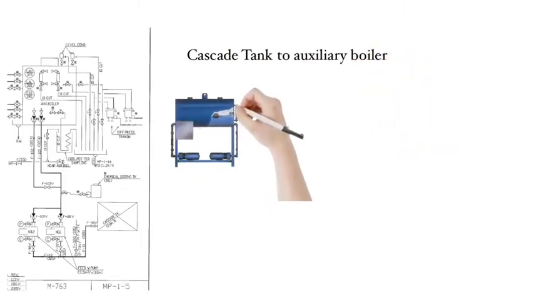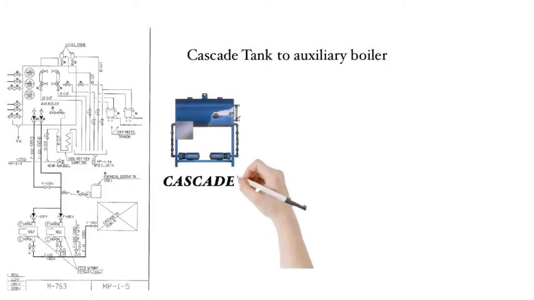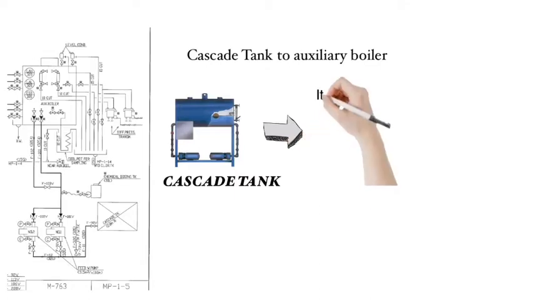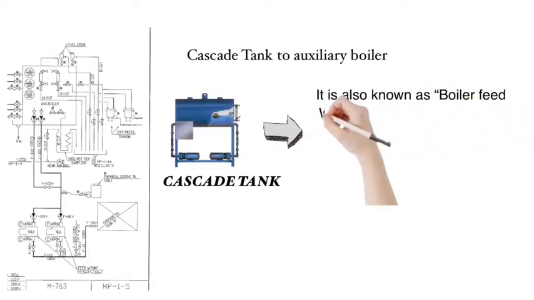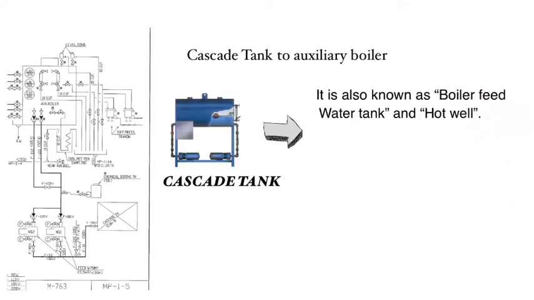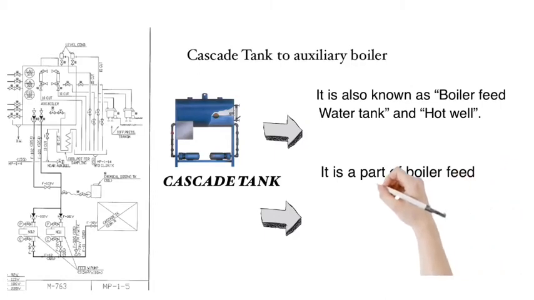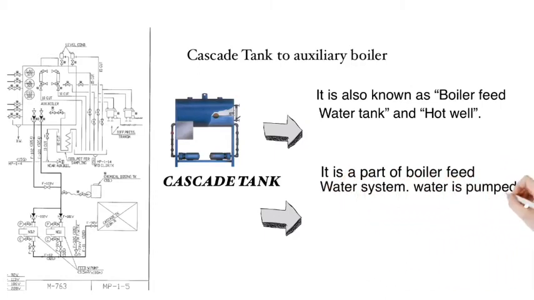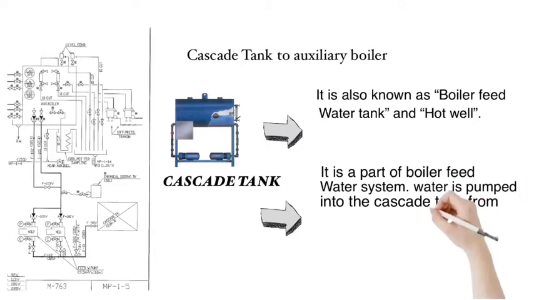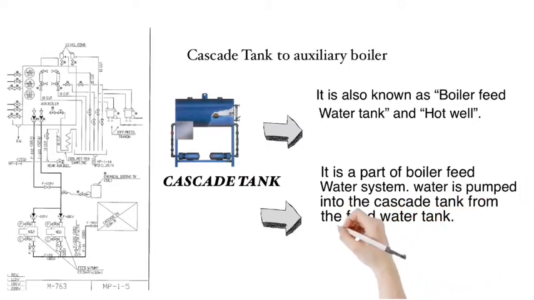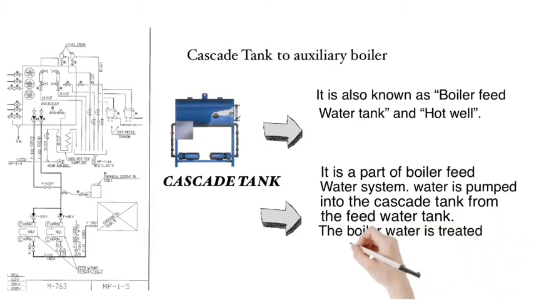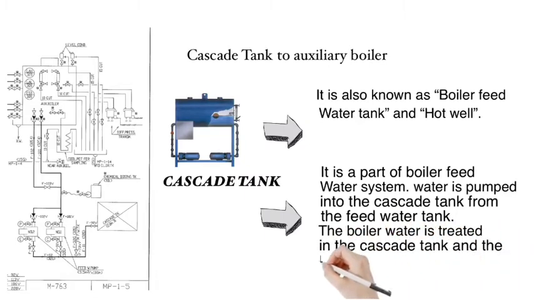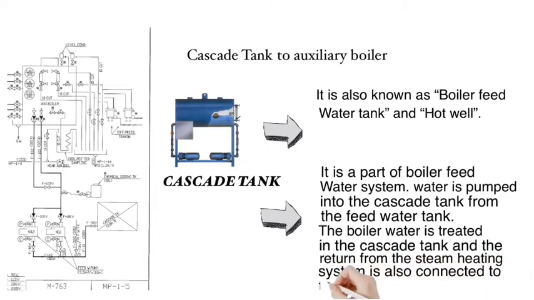In our diagram, we have a cascade tank. So guys, this is the definition of our cascade tank. It is also known as boiler feed water tank and hot well. Another definition is, it is a part of the boiler feed water system. Water is pumped into the cascade tank from the feed water tank. The boiler water is treated in the cascade tank and returned from the steam heating system. It's also connected to the hot well.